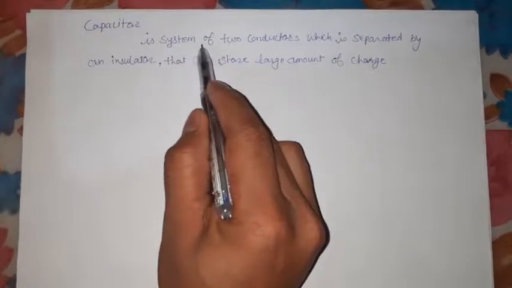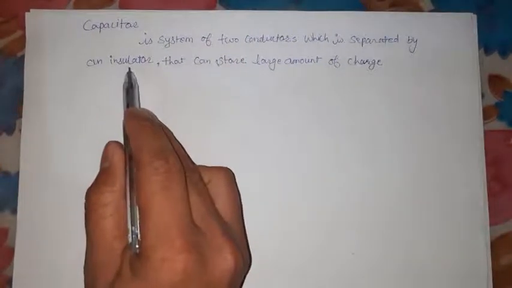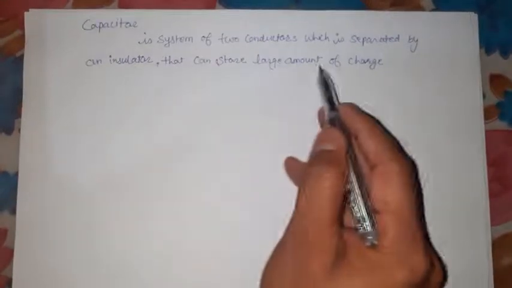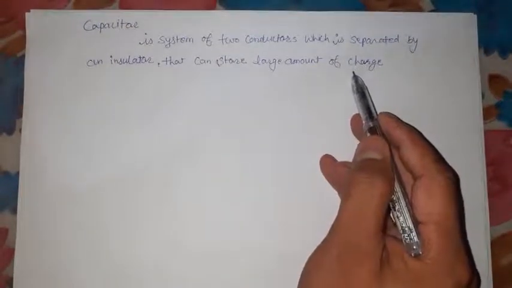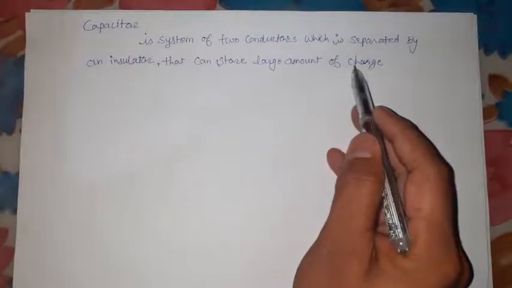A capacitor is a system of two conductors which are separated by an insulator, so that it can store a large amount of charge. So for what purpose are we using this capacitor? They are used to store a large amount of charge.